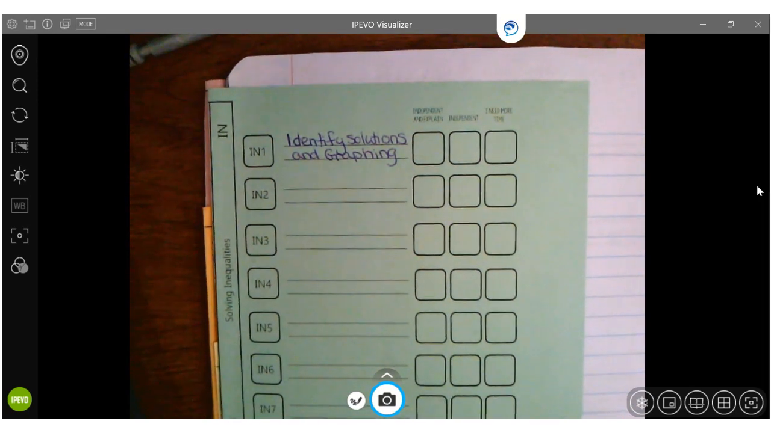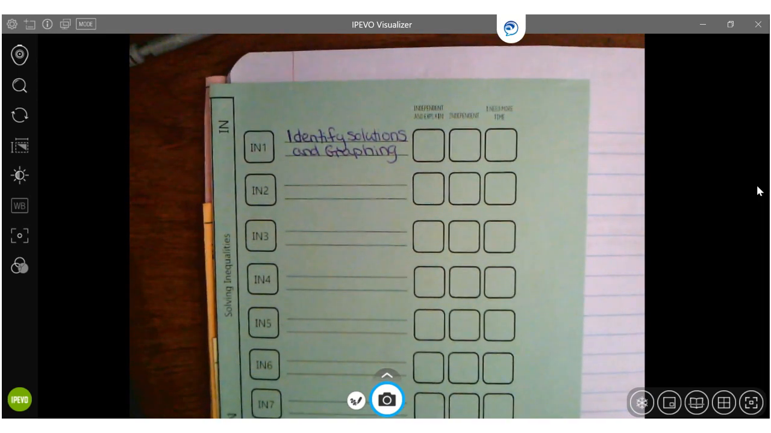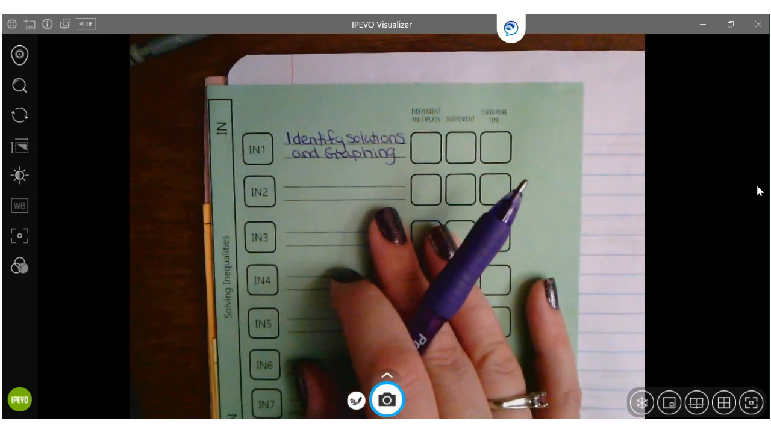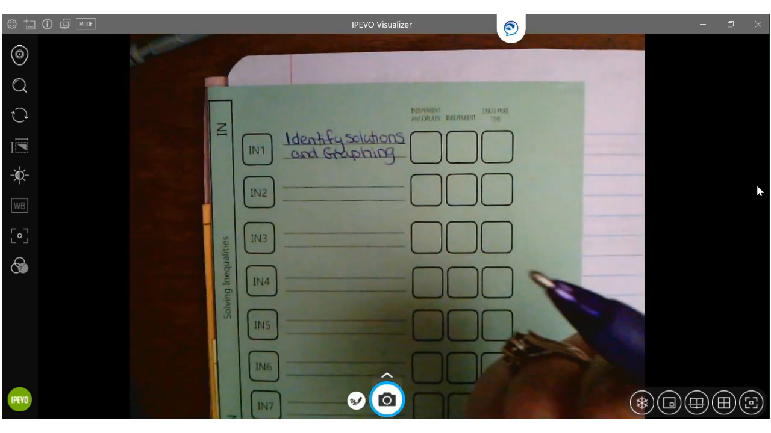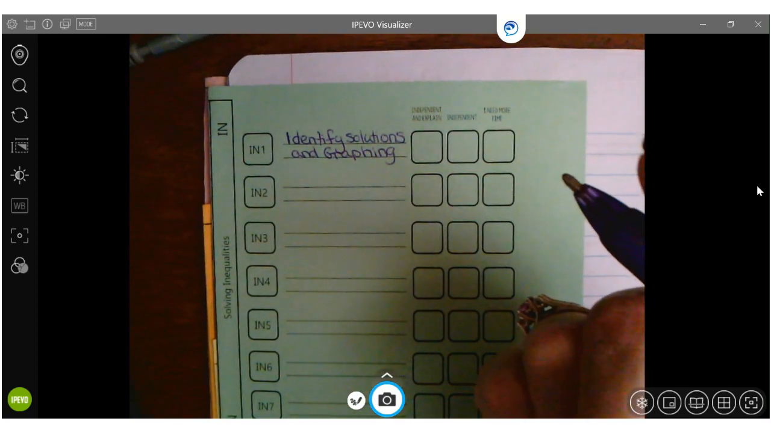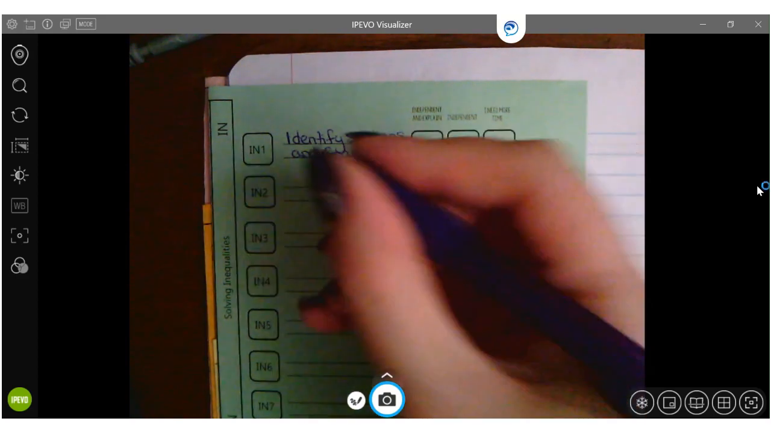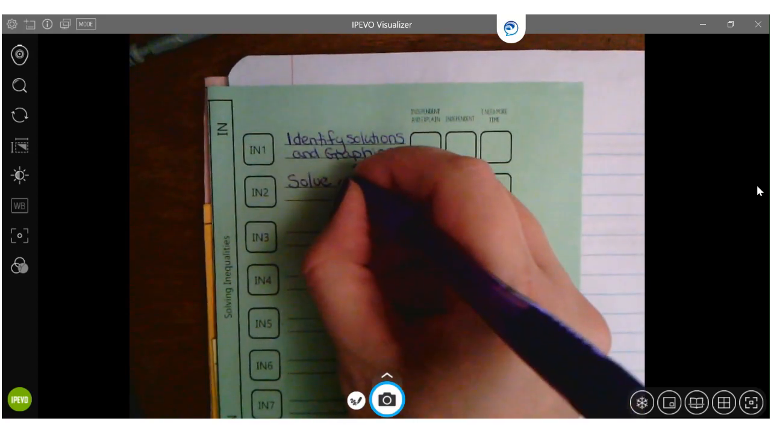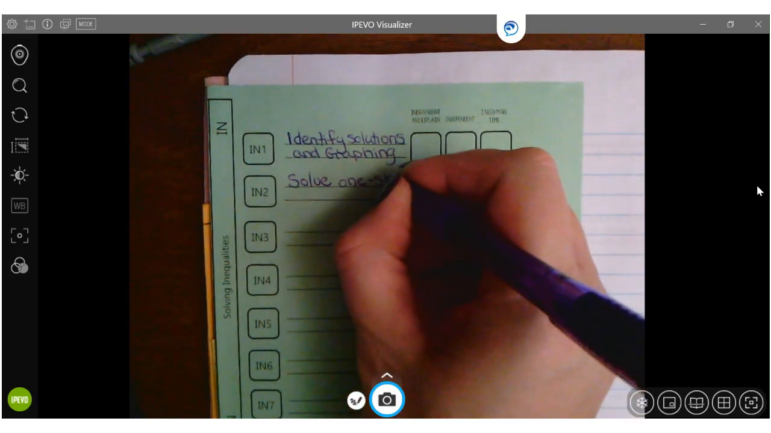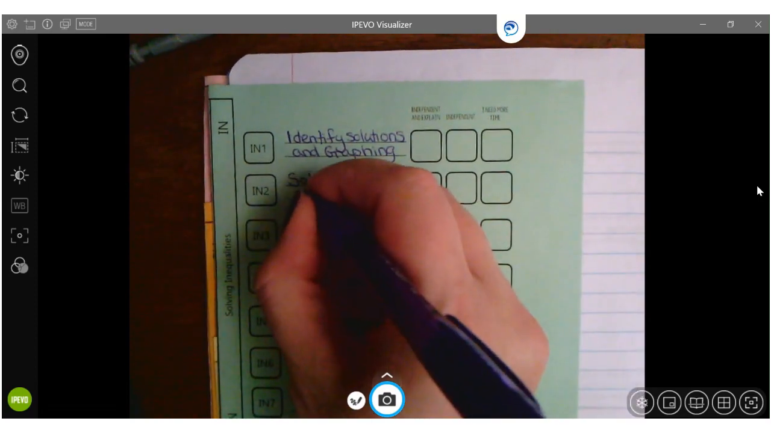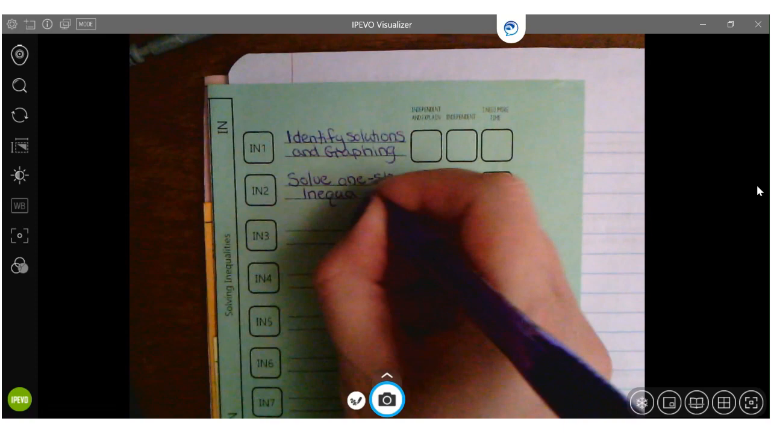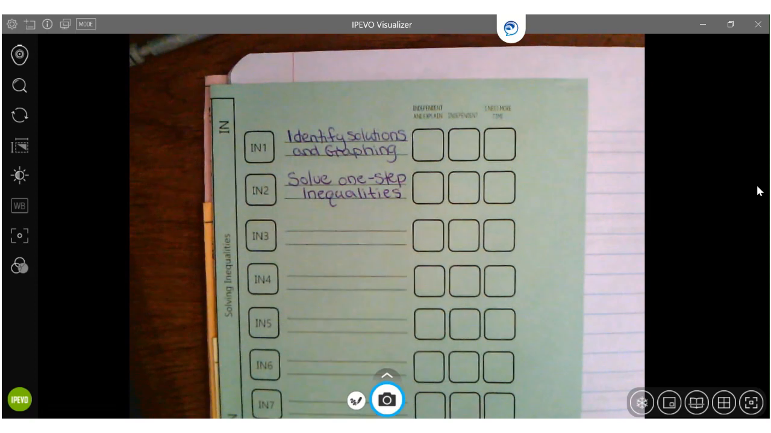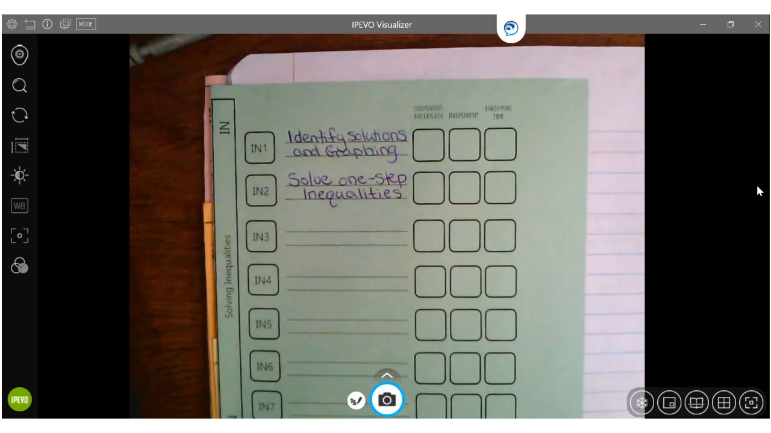All right, so we are in our fourth unit. We're in our inequalities unit, and we're about to start our second topic in our divider here. Now that we've reviewed how to identify solutions and graph inequalities, we are going to solve one-step inequalities. So this will be a whole lot like solving one-step equations. You're going to use some of the same skills.